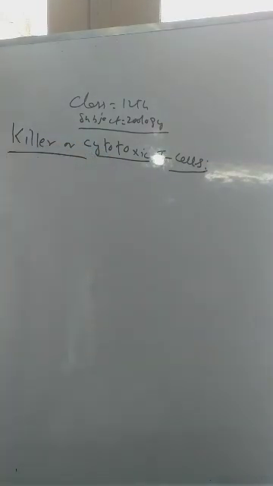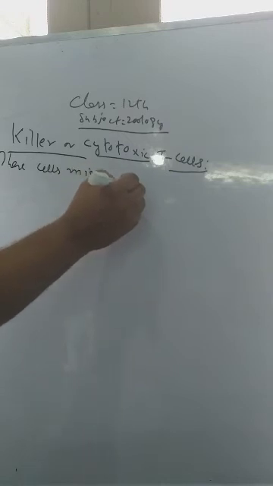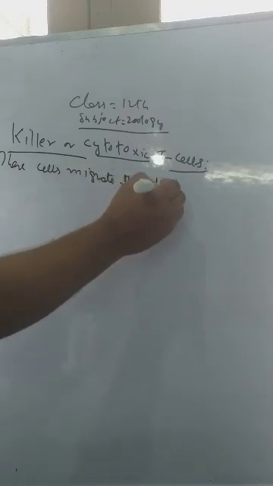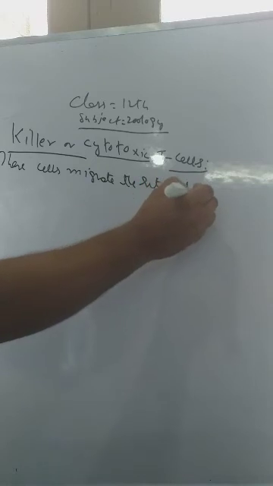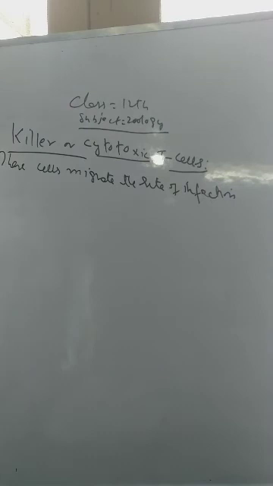Today we will describe here what killer cells or cytotoxic T cells are. We know that these cells migrate to the site of infection. When these killer cells, cytotoxic T cells, migrate, they go to the site of infection.